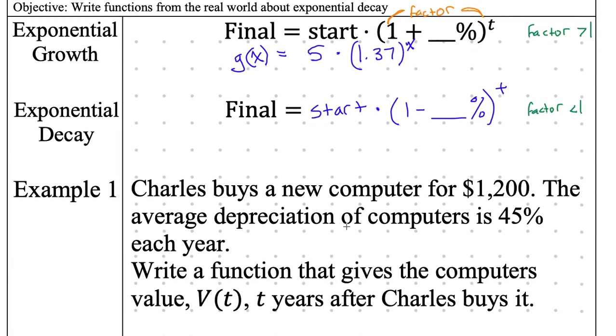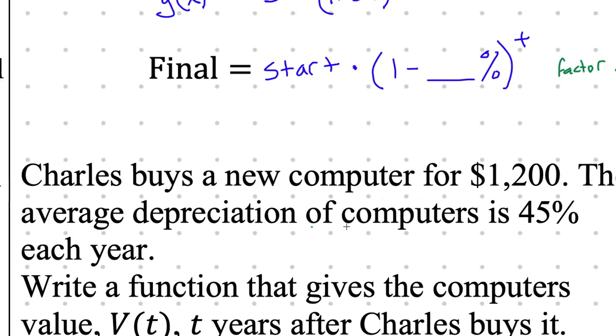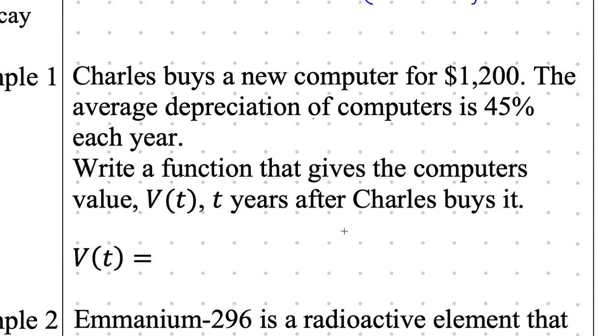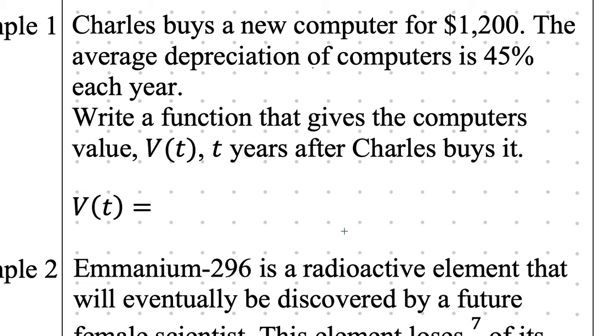For example number 1, Charles is not here to read this, but there he is. Who wants to read Charles's new computer question? Anyone that still has their imaginary card? Those people, yeah, Eamon. Charles buys a new computer for $1,200. The average depreciation of computers is 45% each year. Write a function that gives the computer's value v of t, t years after Charles buys it.